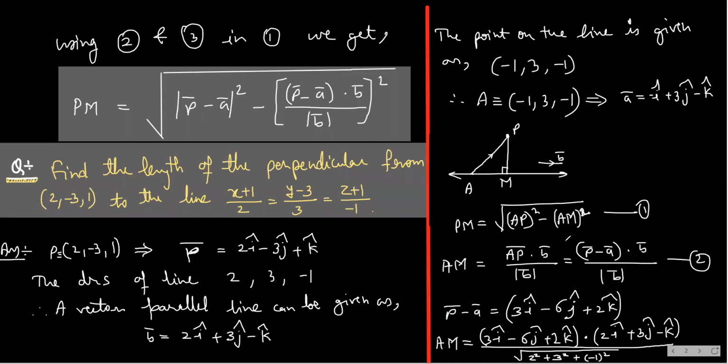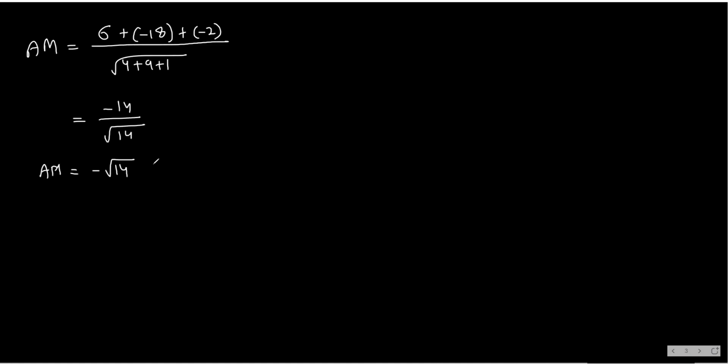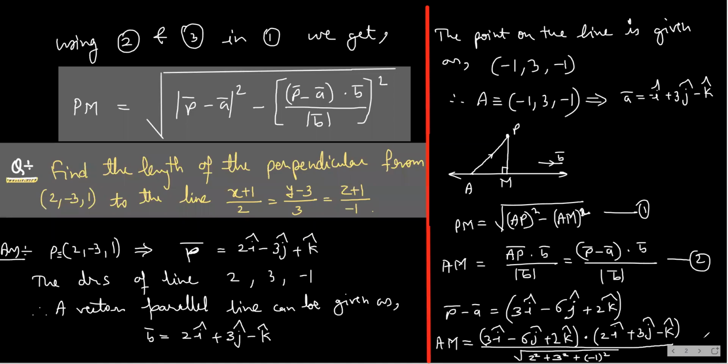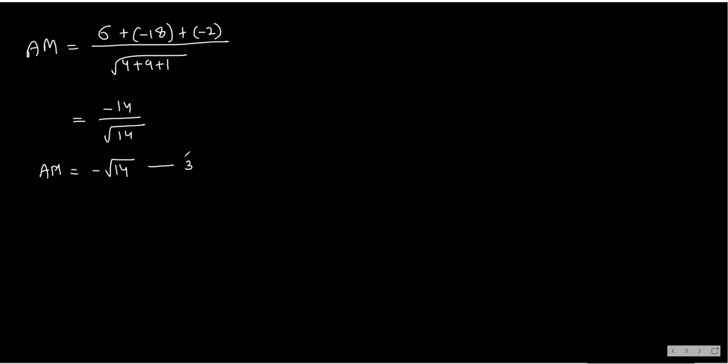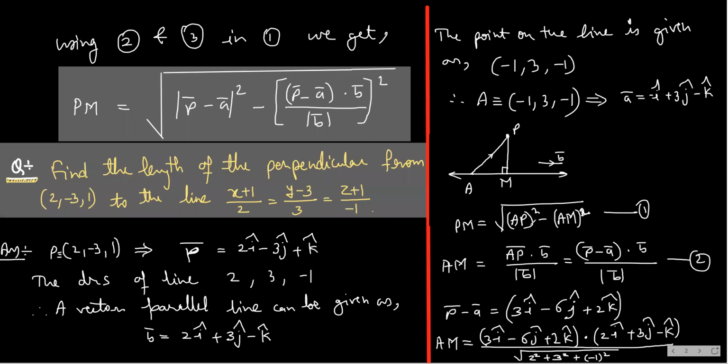Okay, now what you have to do? After AM you got, you need AM here, which you are going to substitute later. Right now we will write this as equation number 3. This is my equation number 3. After this, I'll go for AP square. What is AP square? AP square is mod of AP bar square. You already got AP bar.